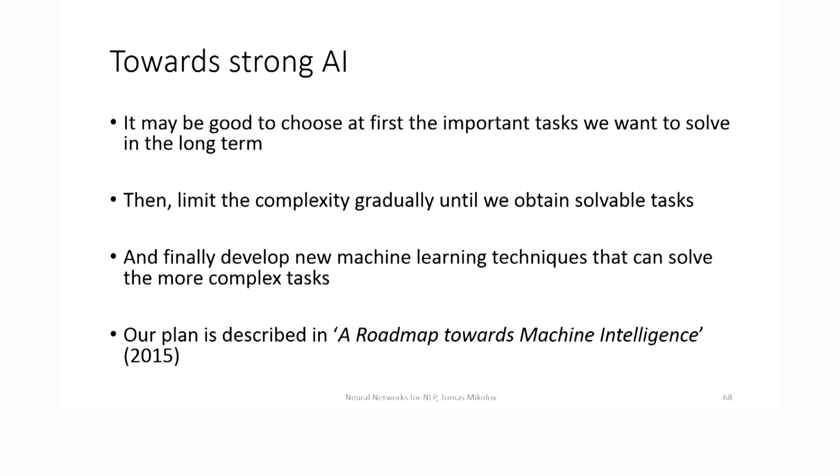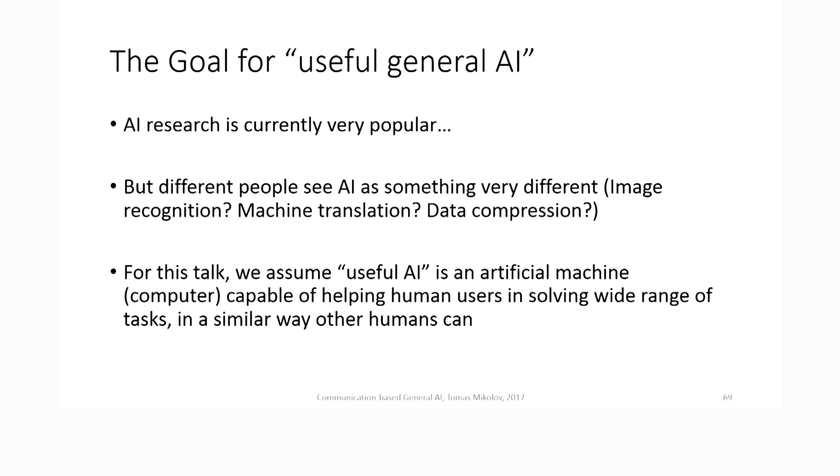And that was described in this paper, Roadmap Towards Machine Intelligence from 2015 with Armand Julien and Mark Baroni. And we did decide to focus on a concept of useful general AI. So instead of thinking of, say, building some agents that play some Atari games or whatever, we wanted to have AI that will be actually useful for us as humans right away, and that should be our goal that we should be optimizing for.